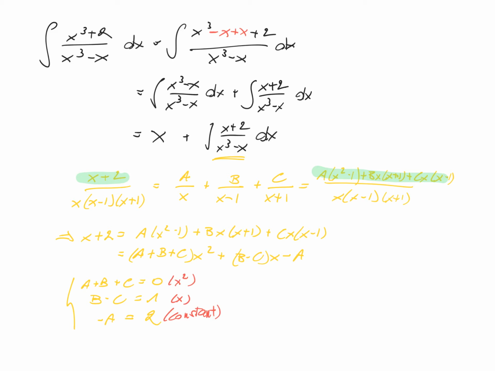To solve this, you immediately see that a is minus 2. And then from the second equation, you find that b is 1 plus c. You plug these two in the third equation, so a plus b plus c is 0. So a was minus 2, b was 1 plus c, and then c, this has to be 0. And therefore we find that c is 1 over 2 and b will be 3 over 2.